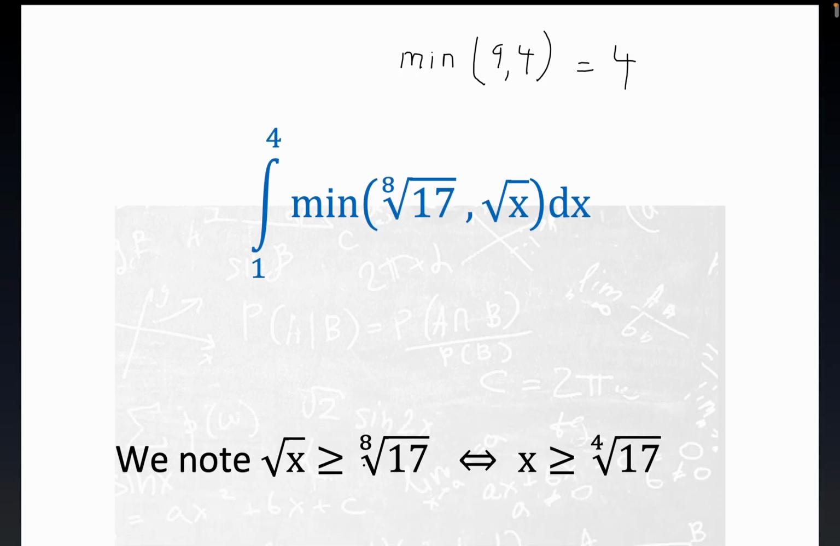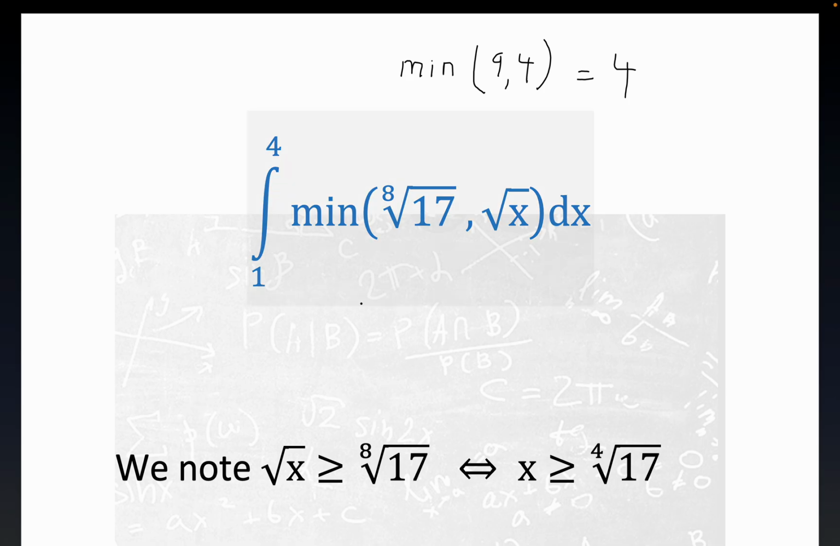The first thing, probably the easiest approach, is to find out if there's a break point in here where we can split the integral. Notice that you can rewrite the square root of x as x raised to the 1/2 power, just shifting to rational exponents. And you can write the 8th root of 17 as 17 to the 1/8. So it's very clear that when you square these numbers, you get this statement over here that x is greater than or equal to the 4th root of 17. Now notice that the 4th root of 17 is definitely trapped between 1 and 4.